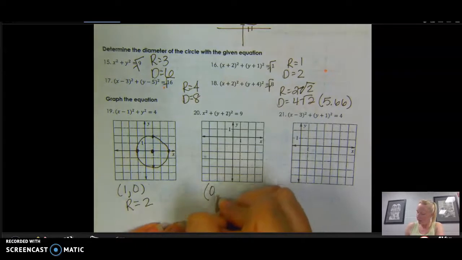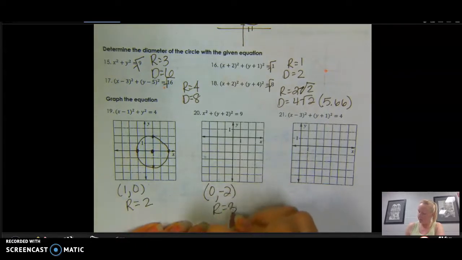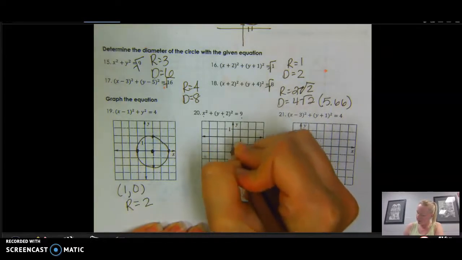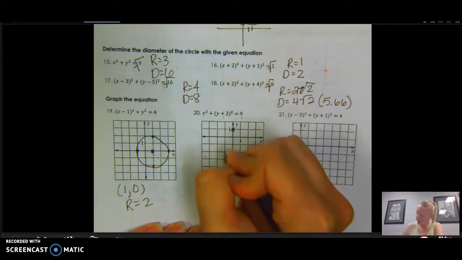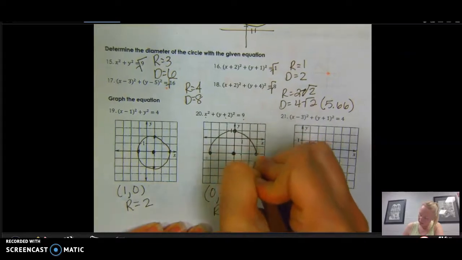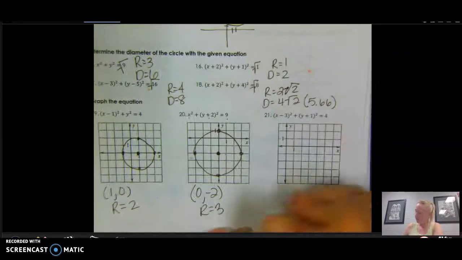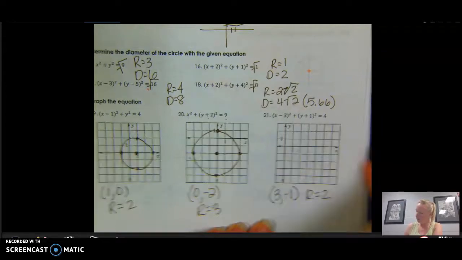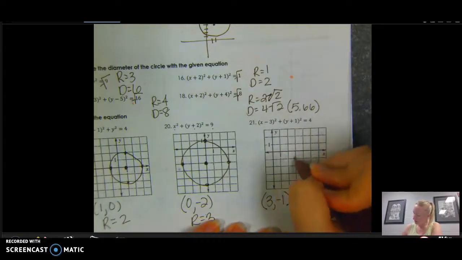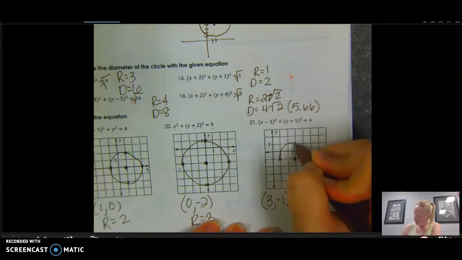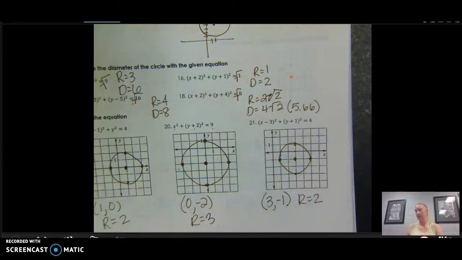My center here is at 0, -2, and I have a radius of 3. So opposite, opposite, square root. So 0, -2, radius 1, 2, 3, 1, 2, 3. And then if I connect that into my circle, that's what I have. Last one, my center is at 3, -1, and my radius is equal to 2. 1, 2, 3, down 1, 1, 2, 1, 2. And there's my circle. Okay, hopefully that made some sense.